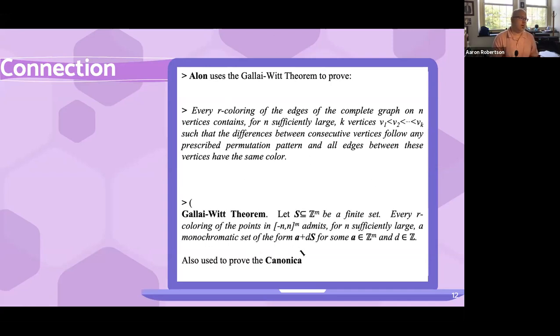So the Gallai-Witt theorem is actually a multi-dimensional Ramsey theorem. We have a finite set in an m-dimensional lattice. Then if we color the points between -n and n with m dimensions, we get some translated dilation of the set being monochromatic. And this theorem is also used to prove the canonical van der Waerden theorem I mentioned earlier.